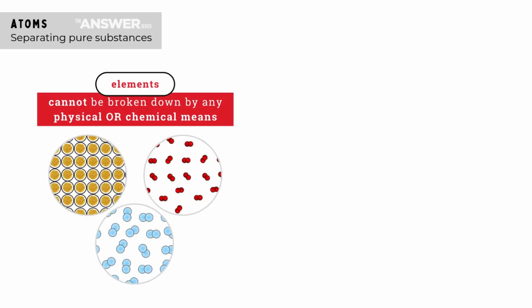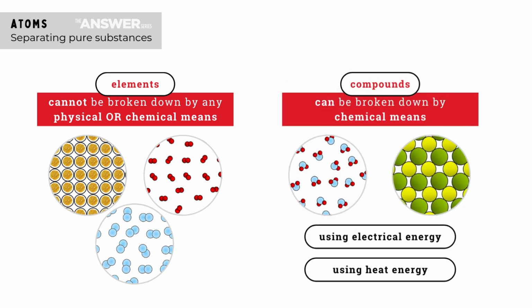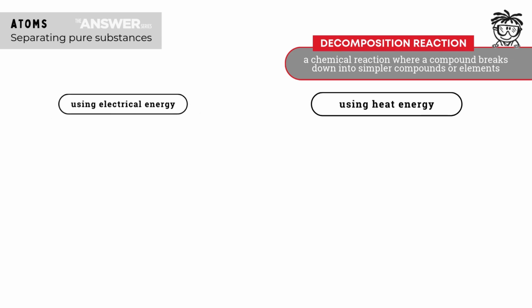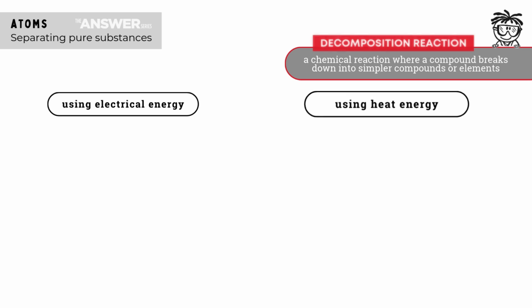Because elements consist of only one kind of atom or molecule, they cannot be broken down by physical or chemical means. However, compounds can be broken down by chemical means. We call these types of reactions decomposition reactions. A decomposition reaction is a chemical reaction where a compound breaks down into simpler compounds or elements. We will look at two ways to chemically break down a compound, first using electricity and then using heat.